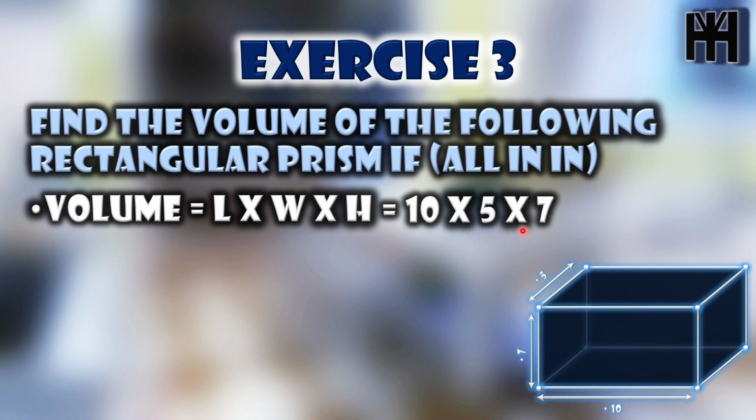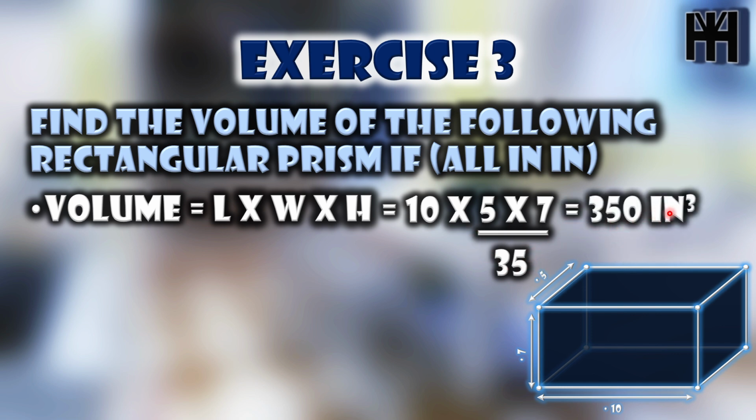We can start with these two. We don't need to start with the first two, you know. Let's start with 5 times 7, it's 35, and anything times 10 will add 0 to it, so it's 350 inch cube.